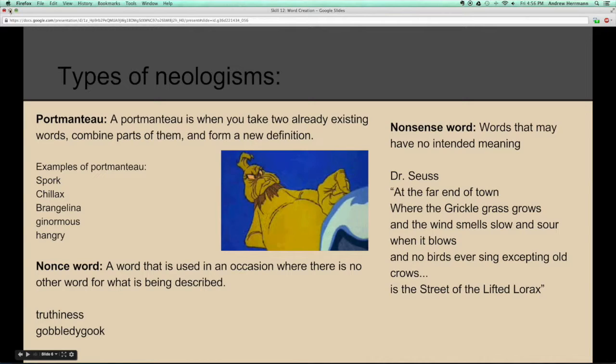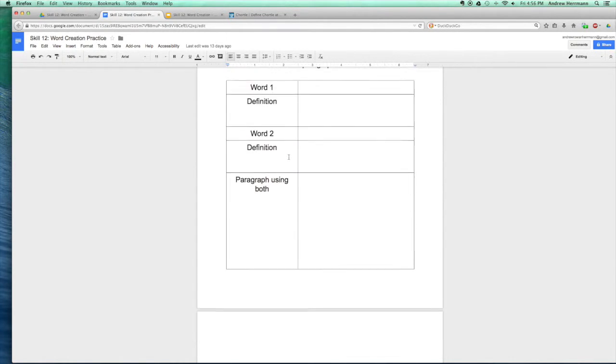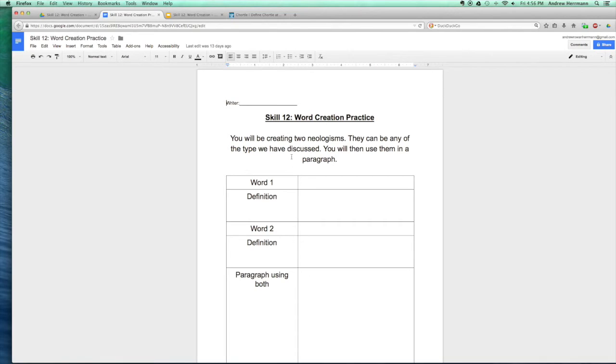You will be practicing your own neologisms, or rather creating your own neologisms with this practice. You're going to be creating two neologisms. They can be any type we've discussed, portmanteaus, nonce words, or nonsense words, and you're going to use them in a paragraph. And you may perhaps use them in your own fiction writing.